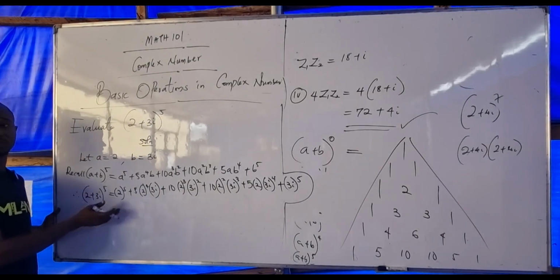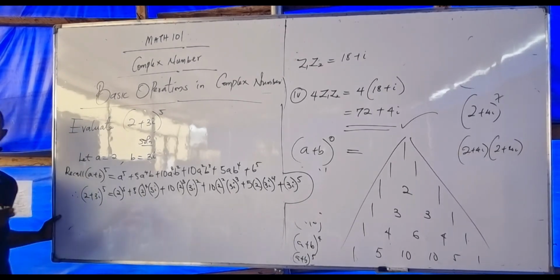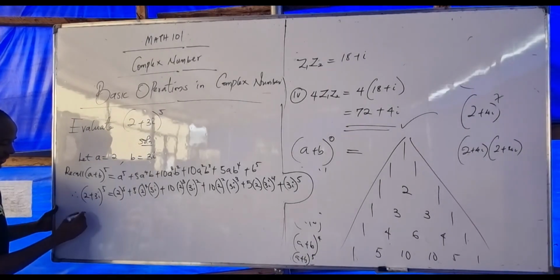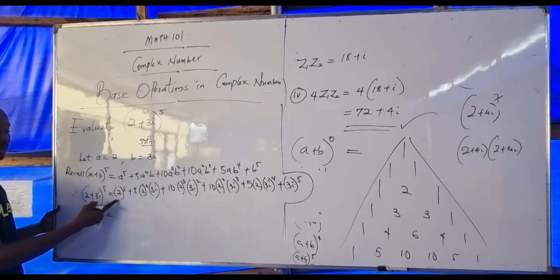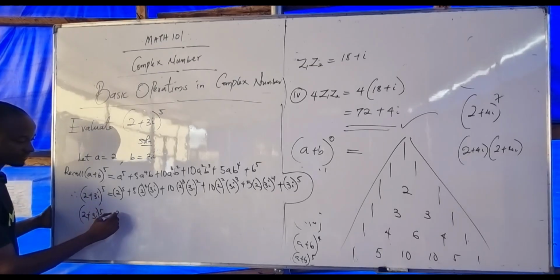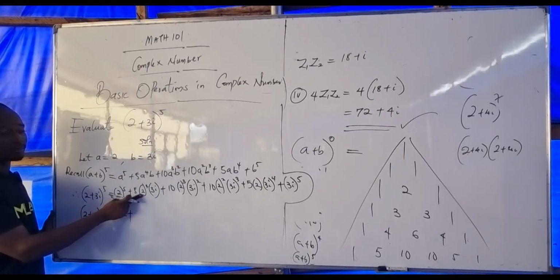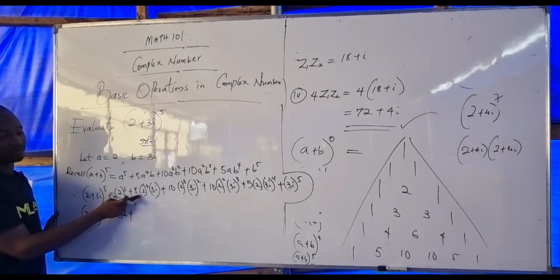2 raised by 5 is what? I guess it's 32. Right? 2 times 2 times 2 times 2 times 2. So we have 2 plus 3i raised by 5. That will give us what here? Plus, what do you have here? What's 2 raised by 4? What is 2 raised by 4? 16. 16 times 5 is what?